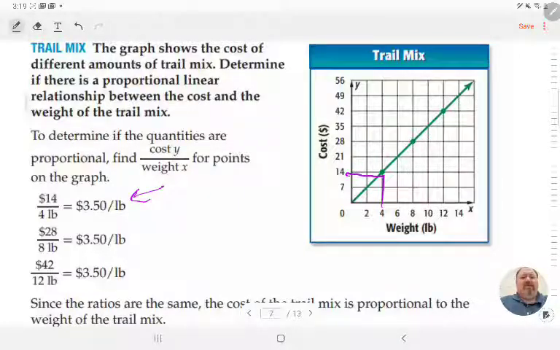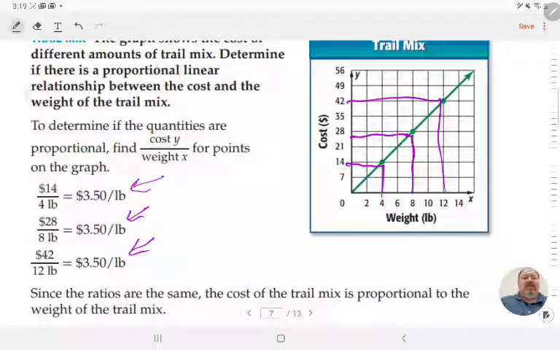and we get $3.50. We can take 8 and 28, divide the y by the x, and we get $3.50. And we could take 12 and 42, divide the y by the x, and we get $3.50. Since the ratios are the same, the cost of the trail mix is proportional to the weight of the trail mix. Okay? So it's proportional.